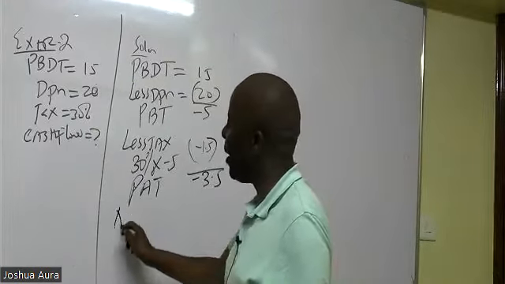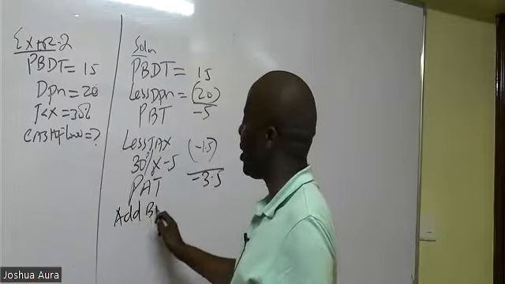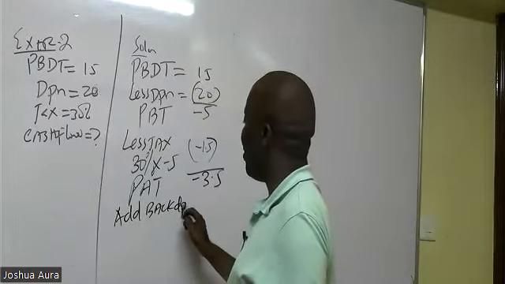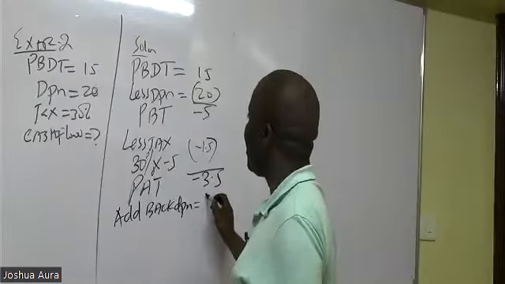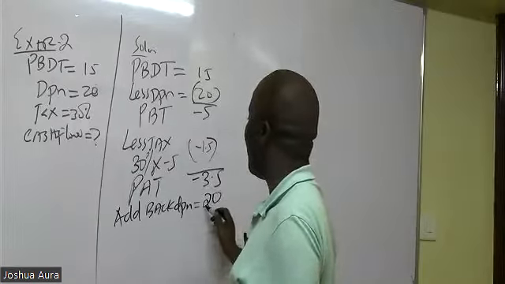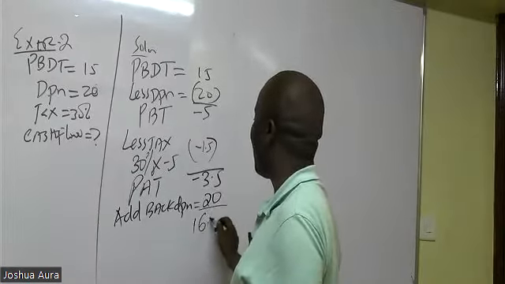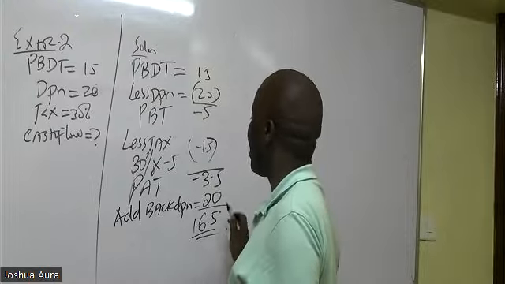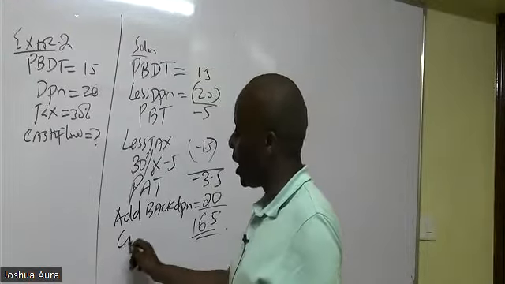Minus 3.5, because we have minus 5, minus, so this gives me minus 3.5. Thank you so much. Minus 3.5. And then we shall come and add back depreciation. So we add back depreciation of how much here? Of 20. That is how these gentlemen were able to get the 16.5 as the cash flow.